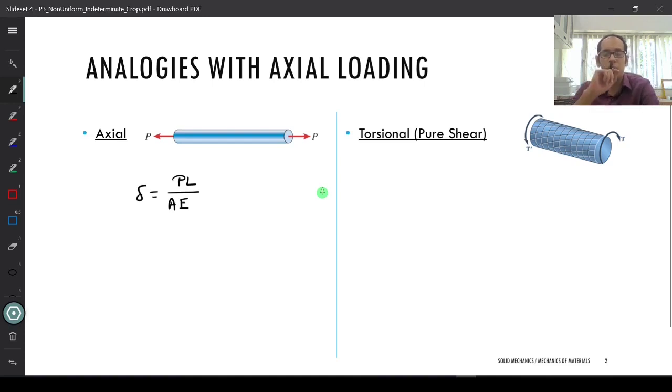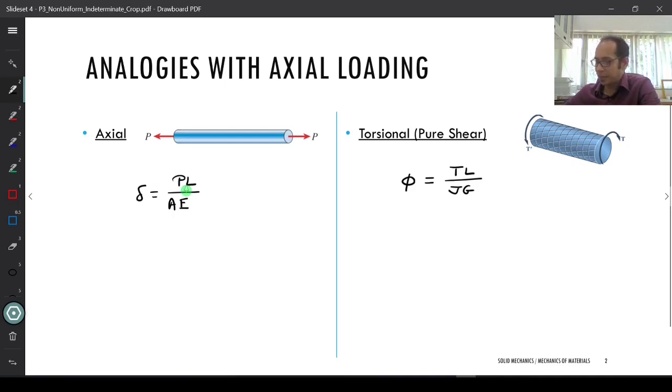Now if you recall what we learned in torsion until now, our phi, that is the angle of twist, from the torsion formula, the last thing that we derived, is equal to T times L divided by J times G. Now can you start seeing the analogy between these two formulas? Take a look again. Delta is here and here is phi. So both are somehow measurements of deformation, delta being the longitudinal displacement and phi the angle of twist. So some measure of deformation, right?